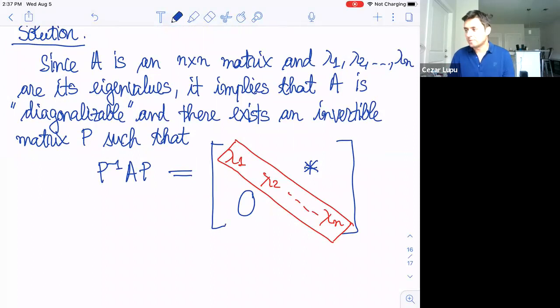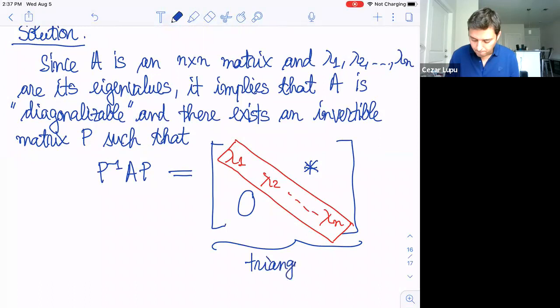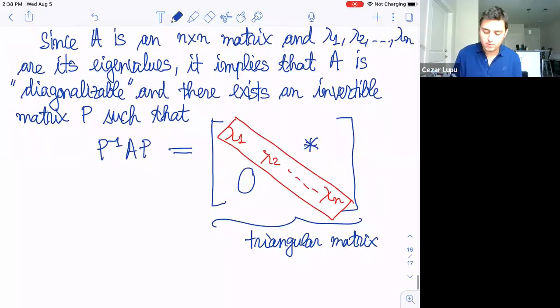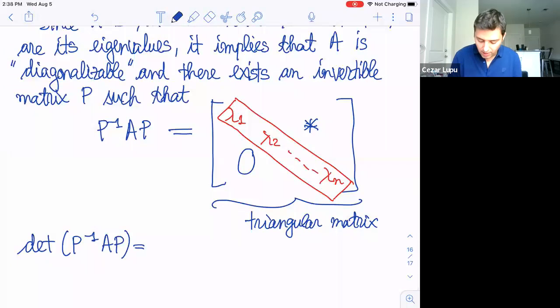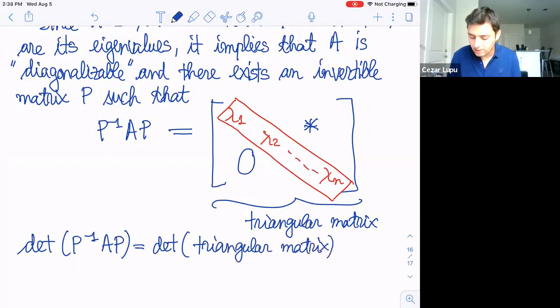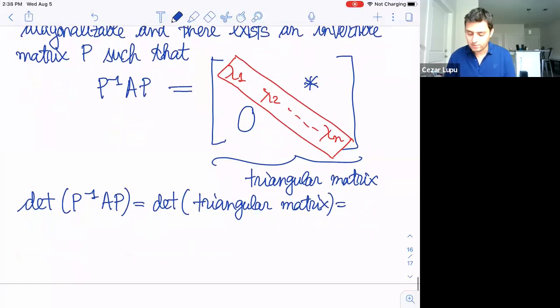If you look at the product, this is a triangular matrix. What did we say about the triangular matrix? If we apply the determinant of P inverse times AP, it is the determinant of the triangular matrix. And what do we know about the determinant of a triangular matrix? We said that it is the product of the elements on its main diagonal. So it will be lambda 1 times lambda 2 times lambda n.